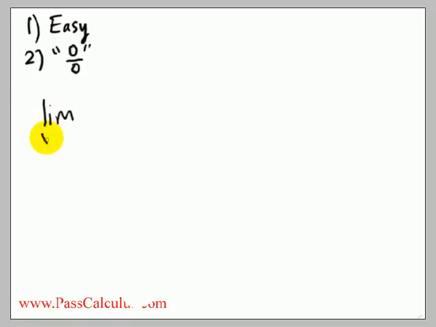The limit as x goes to 2 of x to the 4 minus 16 over x squared minus 4. Or let's say just x minus 2. How would you do that limit? Feel free to pause the video whenever you want and work it out yourself. You should know how to do this.